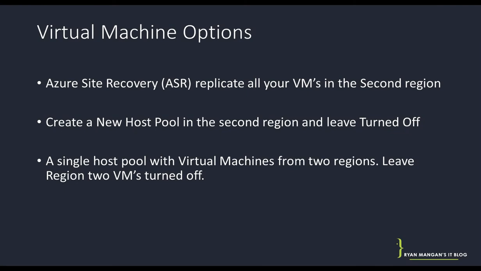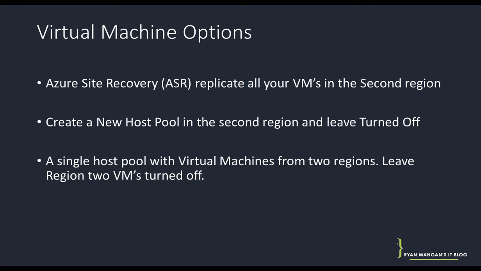So turning to virtual machine options, you can configure all your virtual machines for both pooled and personal host pools within Azure Site Recovery. With this method, you only need to set up one host pool and its related app groups and workspaces. You can create new host pools in the failover region while keeping all resources in your failover location turned off. For this method, you need to set up new app groups and workspaces in the failover region. You can then use an Azure Site Recovery plan to turn host pools on.